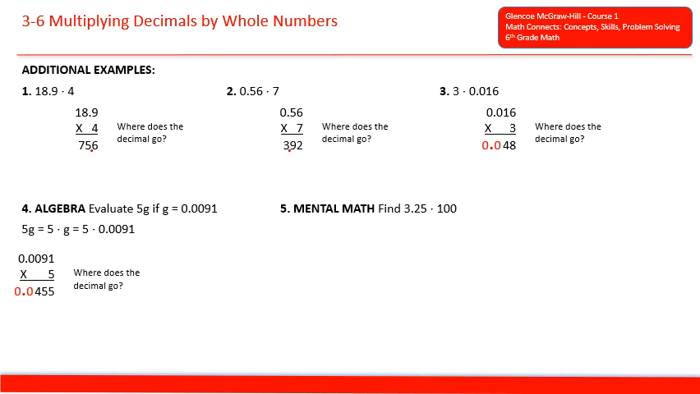And number 5, mental math. Find 3.25 times 100. And if we do that, there's 2 zeros in 100. So we're going to move the decimal point in 3.25 2 places to the right, which gives us 325.